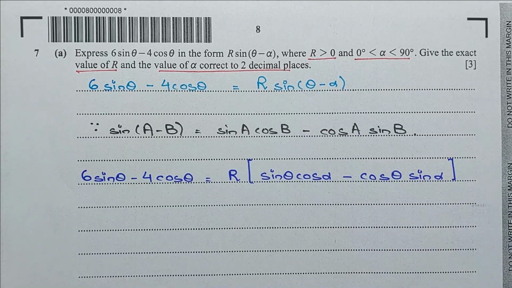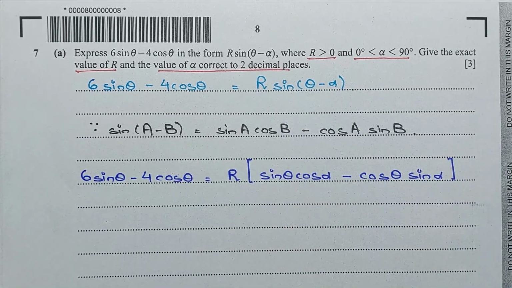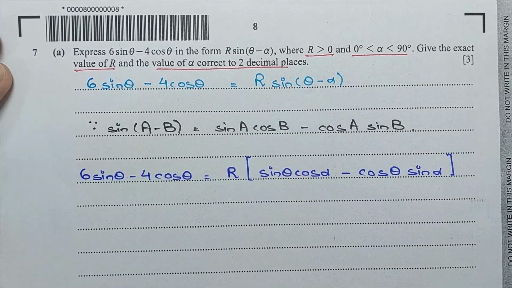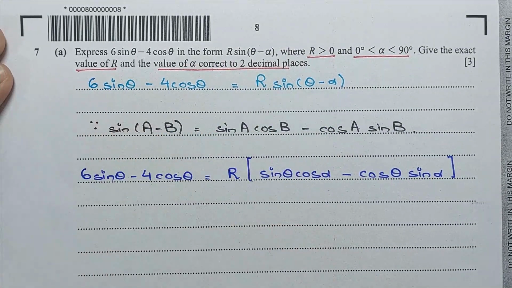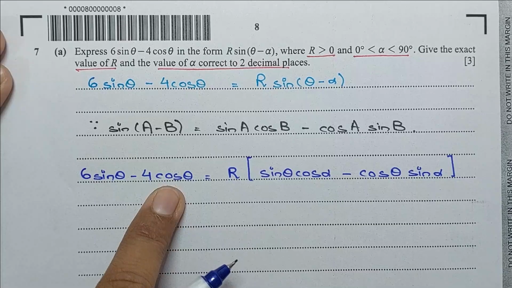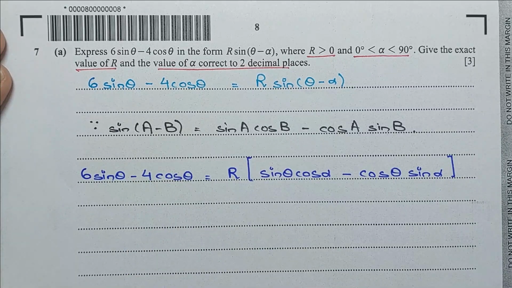Here we need to figure out the value of r and the value of alpha, and r should be positive and alpha should lie between 0 and 90 degrees. We need to find alpha up to 2 decimal places and r as the exact value. So we need to compare the coefficients of sine theta and cos theta, because we are not solving for theta, we are dealing with alpha, right?